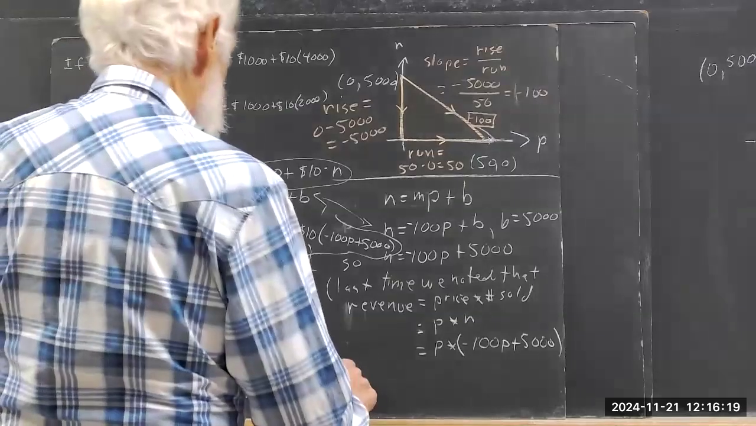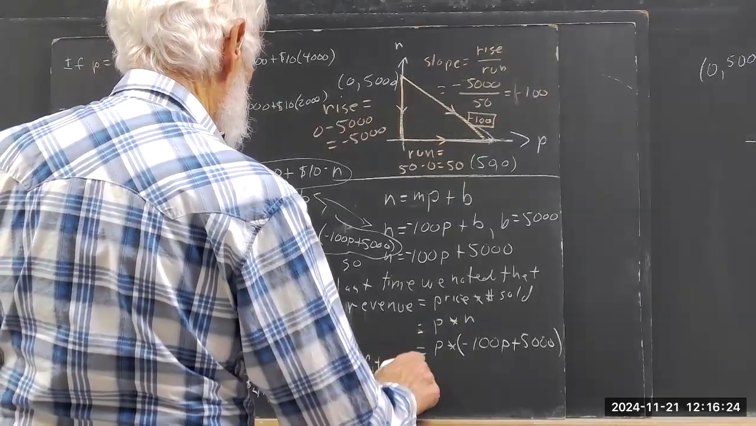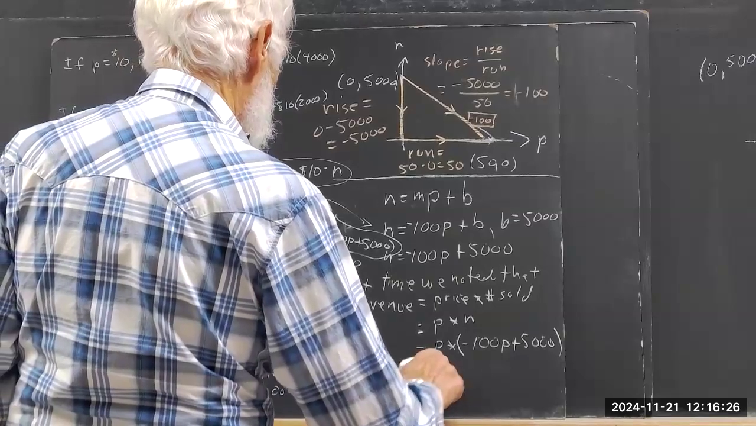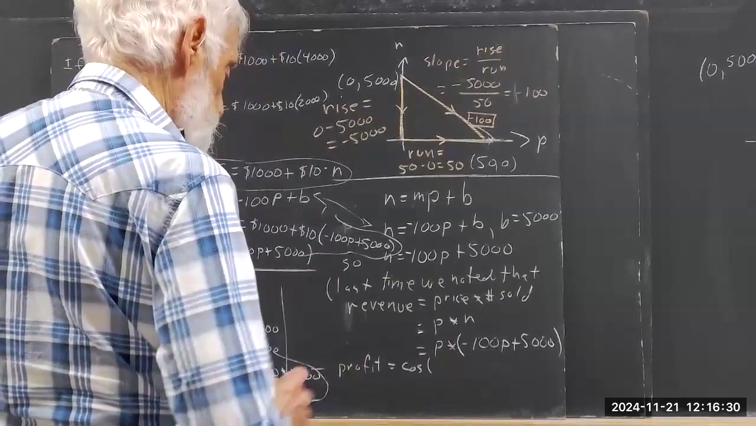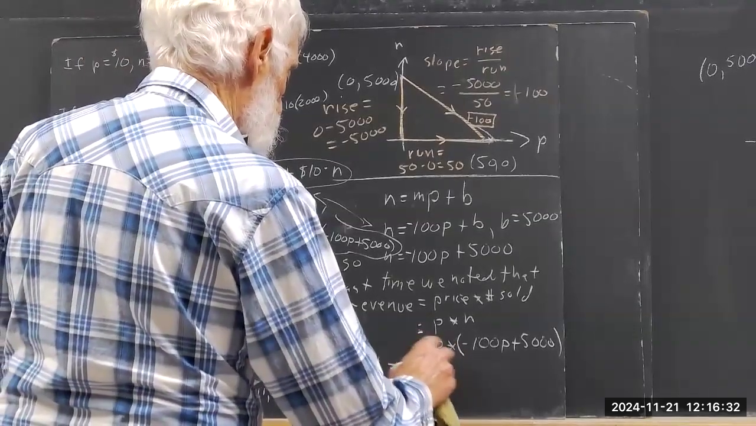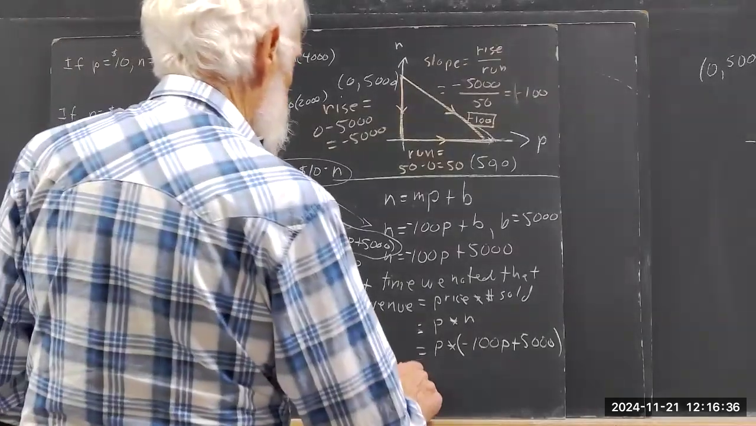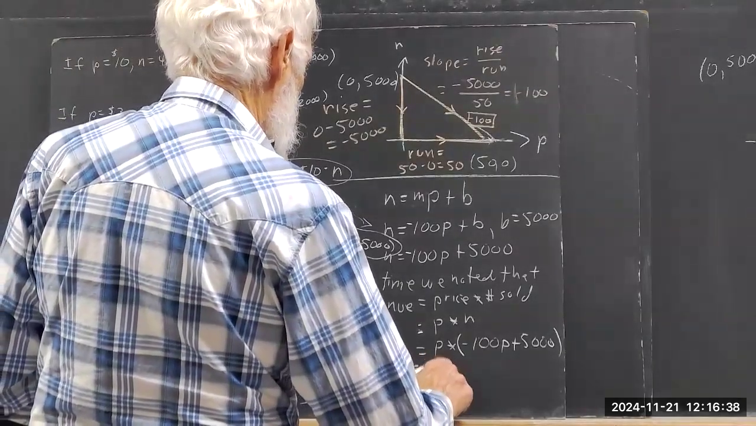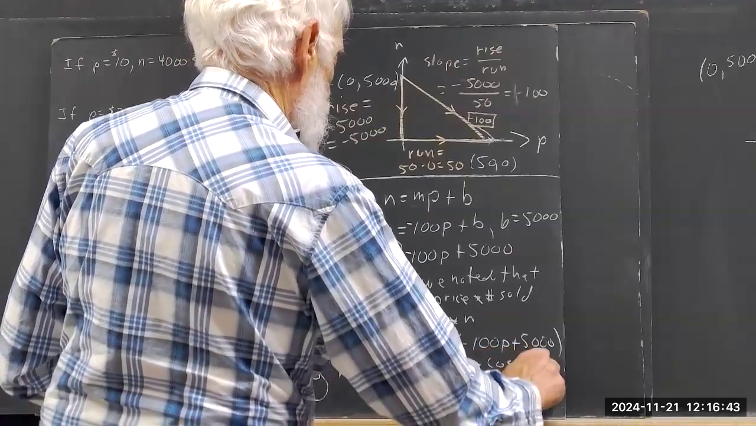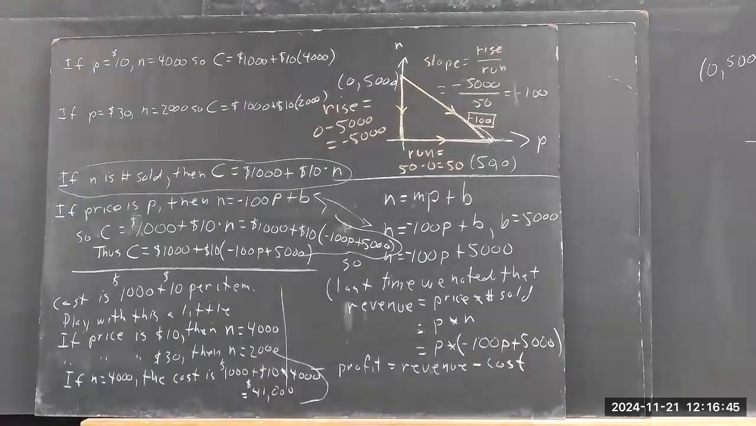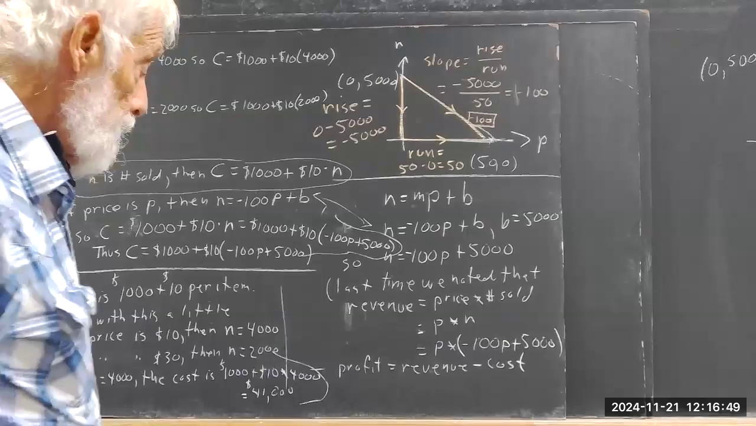Now, what's our profit? Profit is our revenue. So we take in $100,000 maybe. Profit is our revenue minus our cost. So can you now write down for me the profit function?